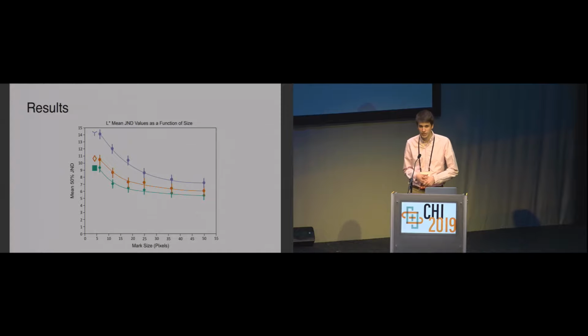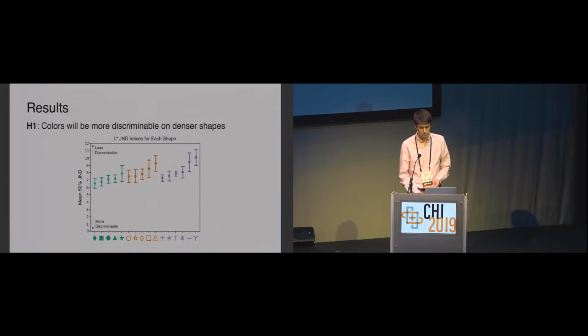So looking at this graph, we can see that colors become more discriminable as mark size increases because a lower value means more discriminable. But we can also see that depending on the mark shape, the JND values are different. For example, we see a 50% reduction in discriminability for 6-pixel Y crossings compared with filled squares, suggesting that the shape of a mark also influences color discriminability.